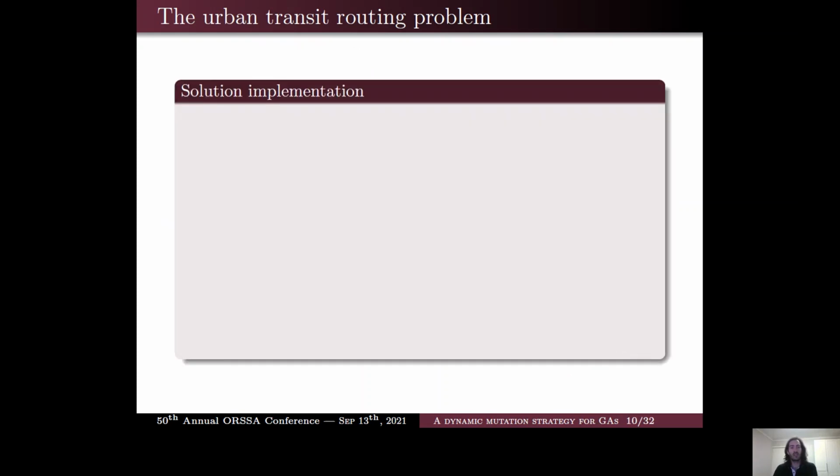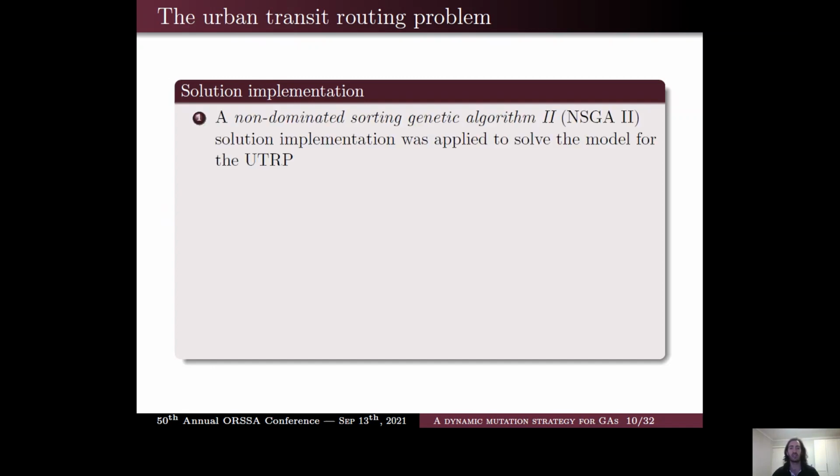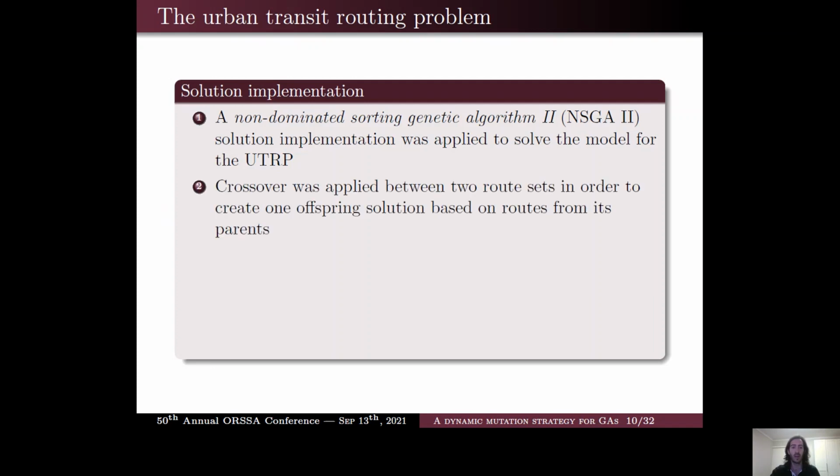With regard to the solution implementation employed to solve this problem, a non-dominated sorting genetic algorithm 2, or NSGA-II, implementation was applied to solve the model for the urban transit routing problem. Crossover was applied between two route sets in order to create one offspring solution based on routes from its parents.